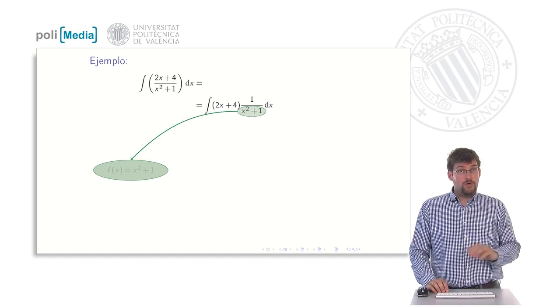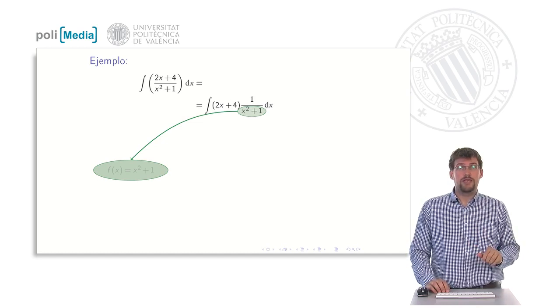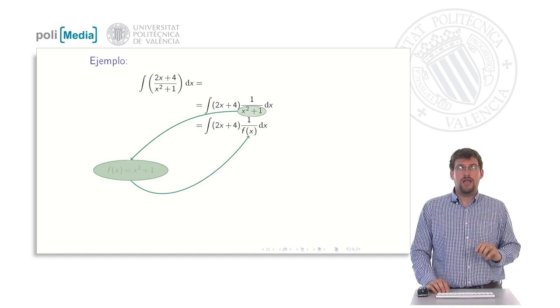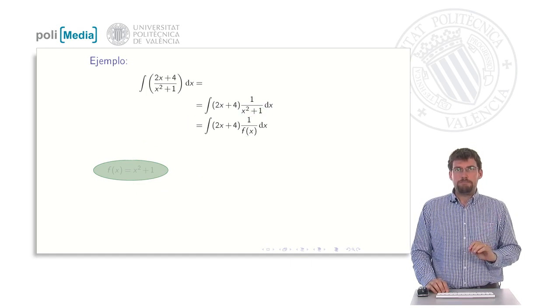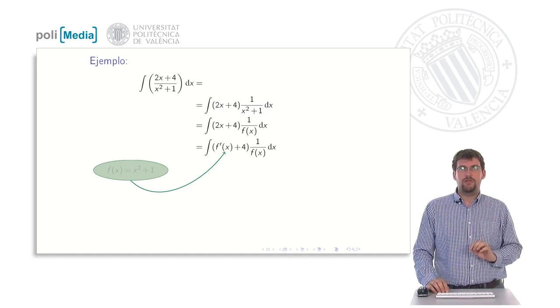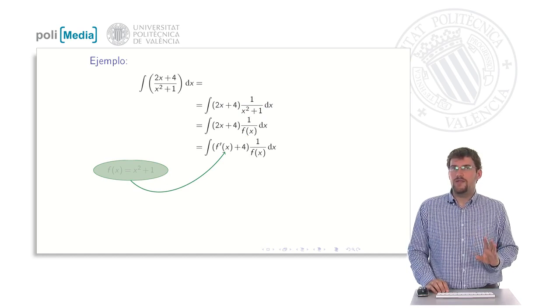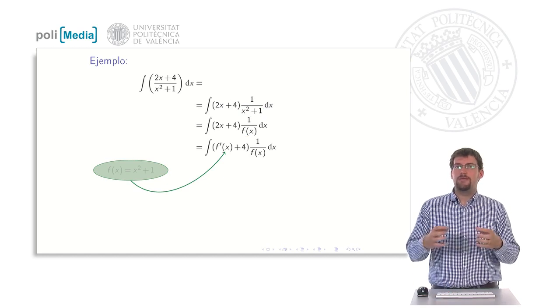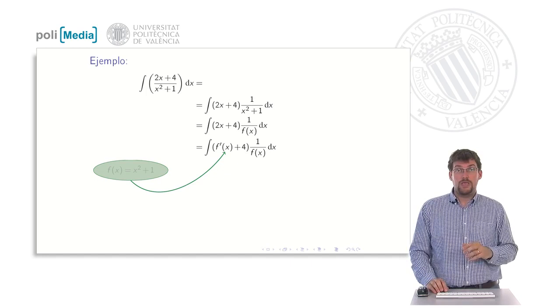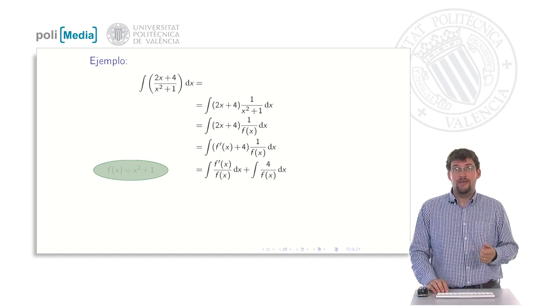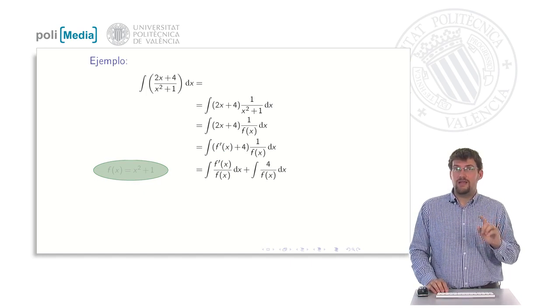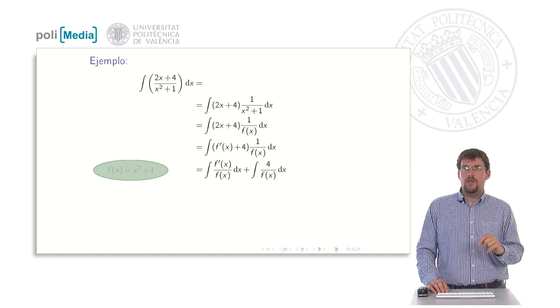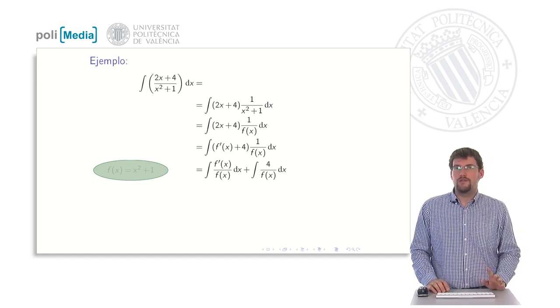What can we do here? Well, we are simply going to separate. Let's see the following steps. In the first step, we substitute the x squared plus 1 by f. Then we realize that, as we were saying, the 2x is the derivative, and only now what I can do is separate them, making use of the linearity. If I use the linearity, indeed, we would have on one hand the derivative of the function of x divided by the function of x, and on the other hand 4 divided by the function of x.